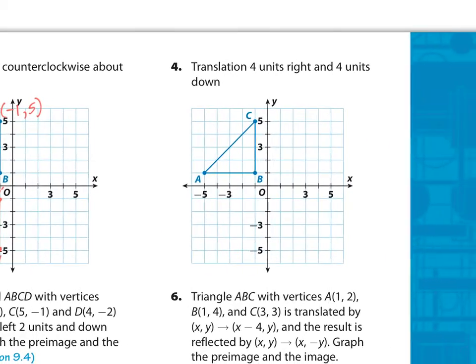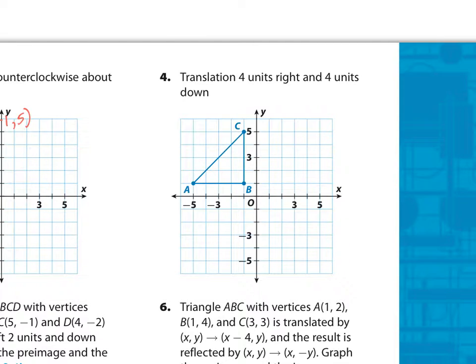And then the last one is number 4. Another translation, but we're affecting our x and our y. We're going to translate 4 units to the right and 4 units down. So if I start from C, 1, 2, 3, 4, and 1, 2, 3, 4. C prime is here. B, 1, 2, 3, 4, and 1, 2, 3, 4 down is B prime. And then A, 1, 2, 3, 4, 1, 2, 3, and 4 is my A prime. So this is same size, same shape, and same orientation.